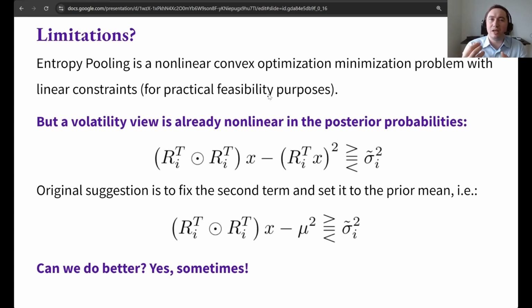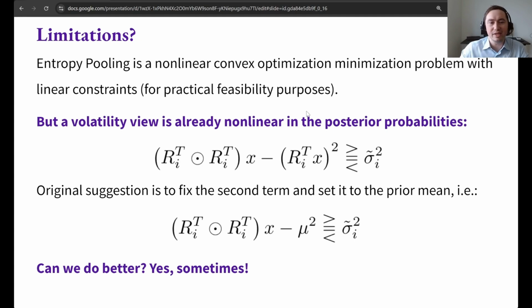But it of course imposes some limitations on the views that we can specify. So although we can specify views that are nonlinear functions, they still must be expressed as linear constraints of posterior probabilities. So it's an important separation. It can be nonlinear functions of the market, such as the variance, but it has to be expressed in a way that it's linear in the posterior probabilities.